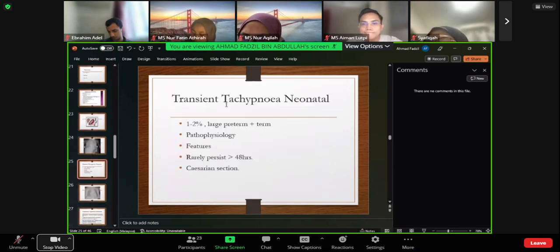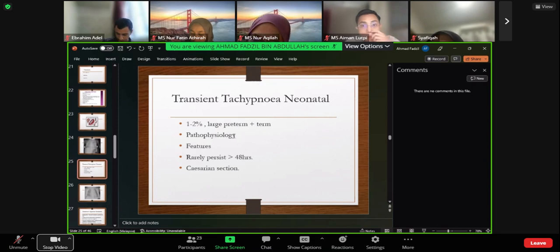The other one, transient tachypnea of the newborn, is fairly common now. It can occur in 1 to 2% of children. Transient tachypnea of the newborn, TTN for short, we call it. This usually occurs in late preterm and term babies. It doesn't occur much in extreme prematurity.